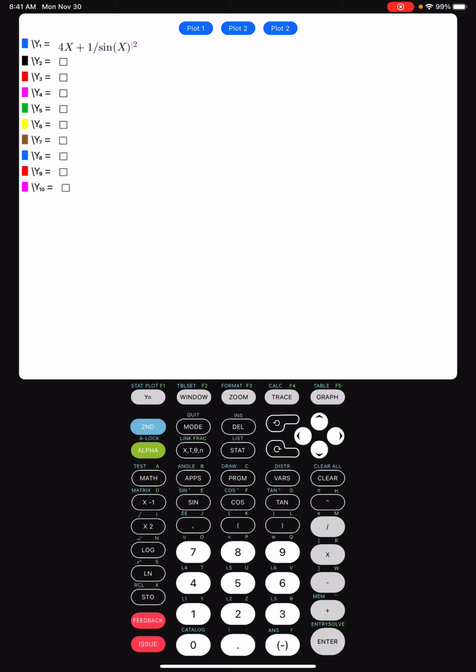Oh, because secant is one over cosine, not sine. I need cosine of x squared.